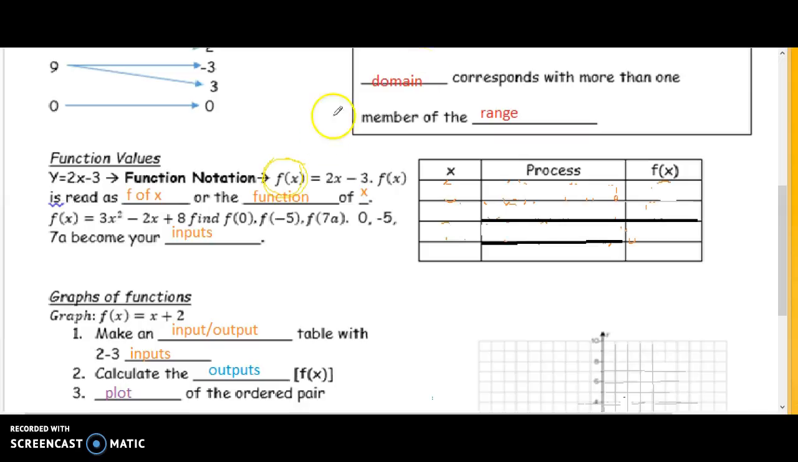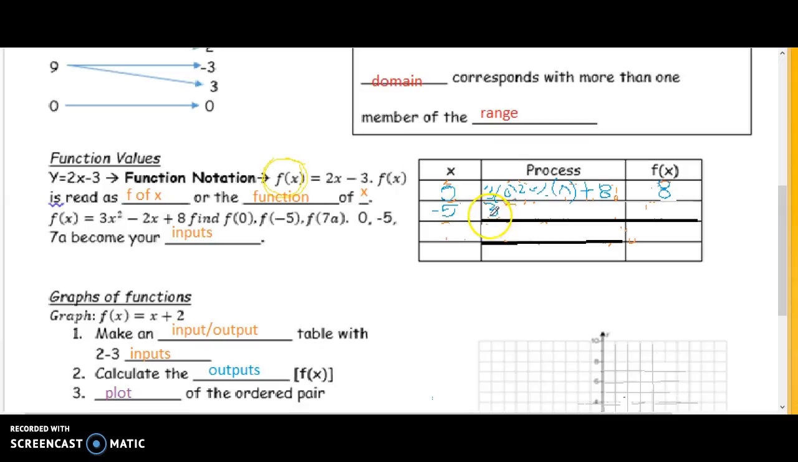So let's do this, okay? So we're going to first find f of 0. So 0 is my input. My process would be 3 times 0 squared minus 2 times 0 plus 8. So we would do our calculation and we would get that our output, or the value of our function, is 8. Then we would do the same thing with negative 5.